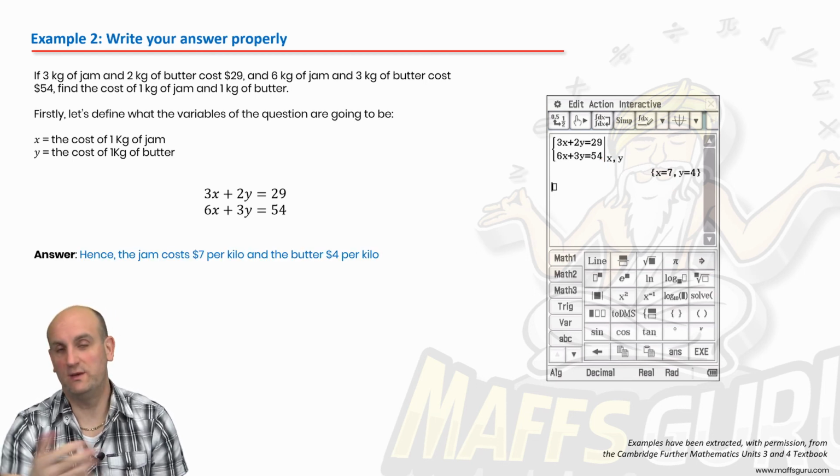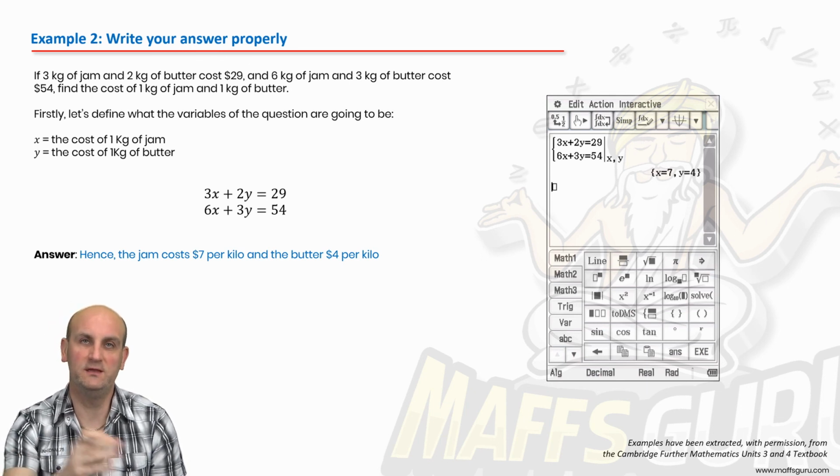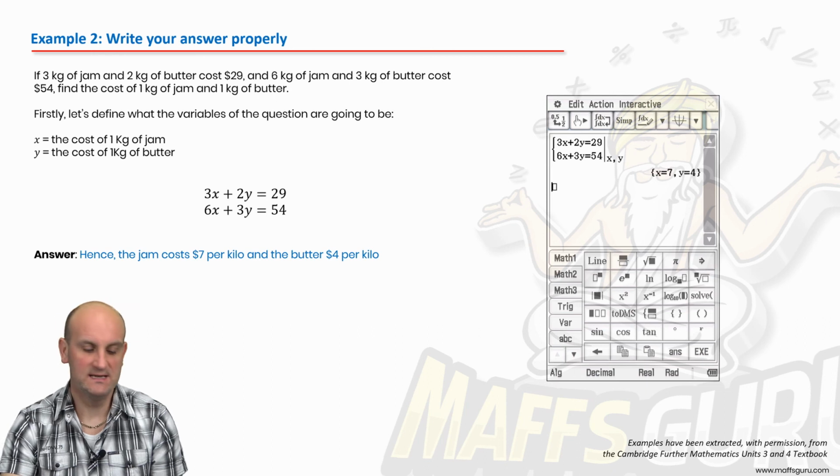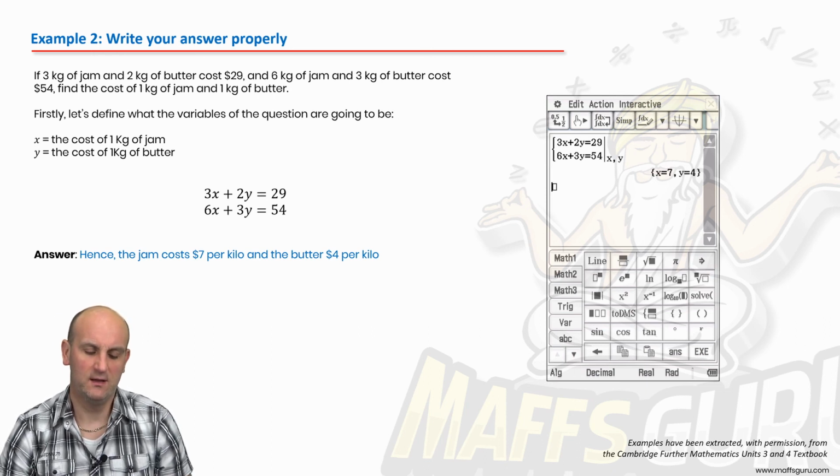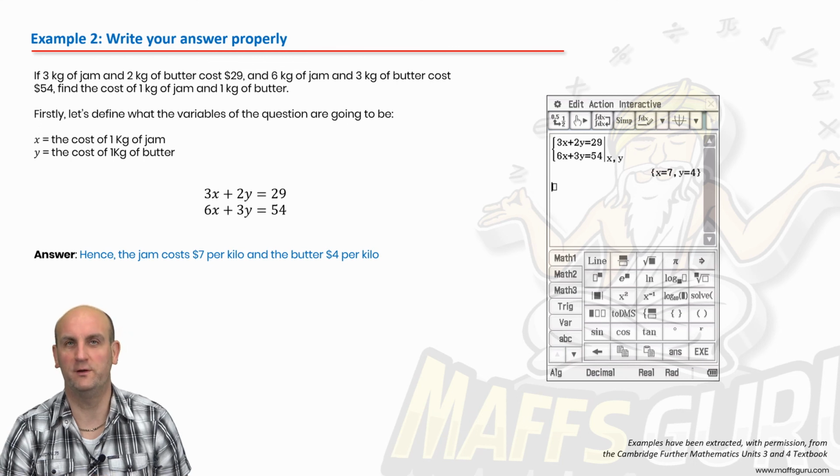Now, much of what we have to do in further maths, we have to interpret our answer. So the working out is one thing, but then you should really write a formal sentence stating it. And as I say there, hence the jam costs $7 per kilo and the butter costs $4 per kilo. And life is good. Calculator all the way.